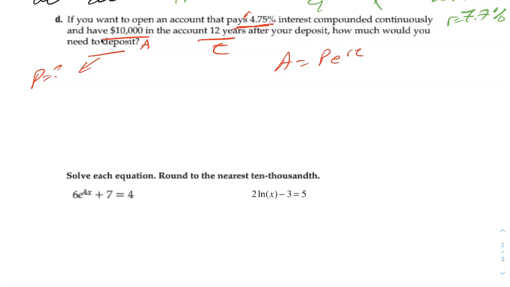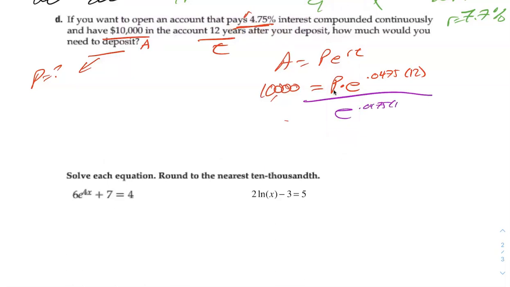So let's plug everything in. I want 10 grand. I don't know what P is. I know e, and I know the rate, 0.0475. Remember, I gotta make it a decimal. And 12. A lot of people overthink this one. You're like, I want to solve for P. What's going on here? These are multiplied. So just divide by that stuff. Just divide by e to the power. That's just some number. Just divide by it. These will cancel out and you get P equals whatever that number is.